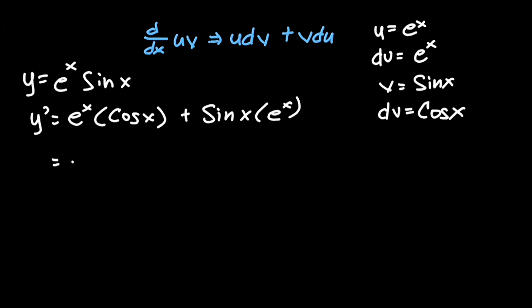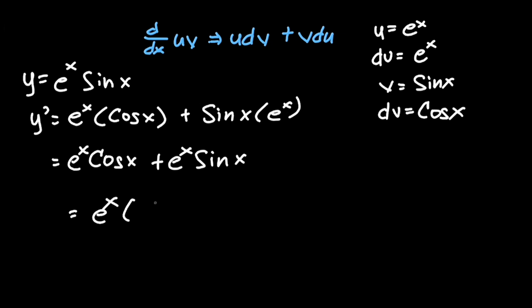Simplify it and you will get e raised to the power of x cosine of x plus e raised to the power of x sine of x. You can simplify this further by factoring out e raised to the power of x and put this in.